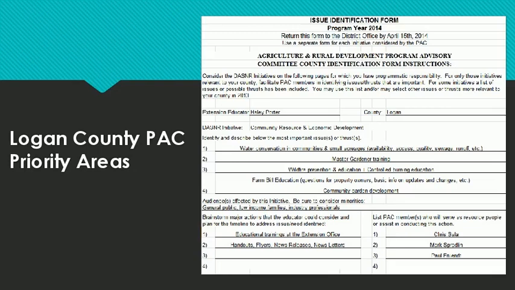Master gardener trainings, wildfire prevention and education, as well as controlled burning education was another big one. Again, Farm Bill education was big, and also community garden development. And so in addition to identifying those important issues, we also had to brainstorm major actions as to how we would address those concerns. And we would also list resource people who would serve as direct contacts for working in that particular initiative area.